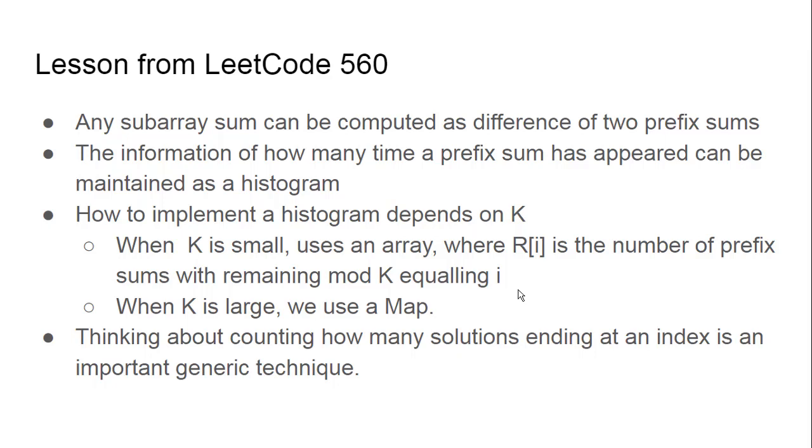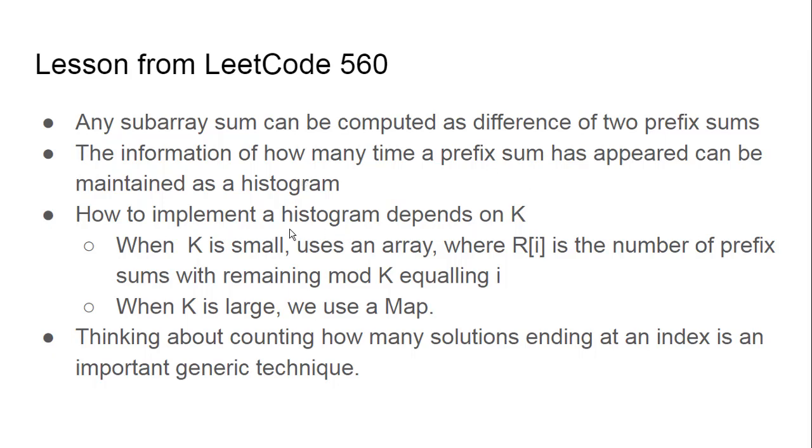So the lesson for this question is, first, a subarray sum can be computed as the difference of 2 prefix sums. So this is from the previous topic. And also we can record the information of how many times the prefix sum has appeared using a histogram. So instead of storing the prefix sum in an array, we can maintain a histogram of it. Because what we want to do is look up from a sum value to how many times it occurs.